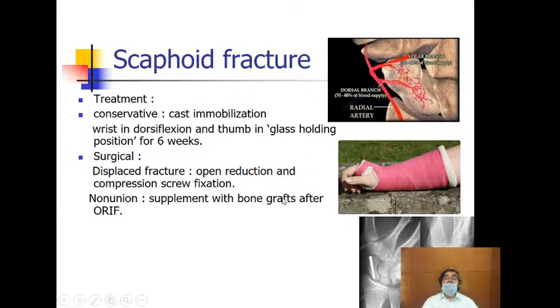And what are the other indications for open reduction and internal fixation of the scaphoids? A displaced fracture and a non-union. A non-union is a painful process. So whenever there is a non-union of the scaphoid, you put some bone graft to augment the bony union and fix a screw to make it more stable.